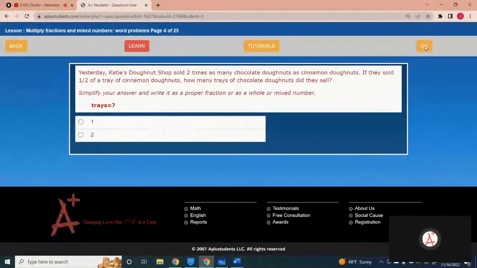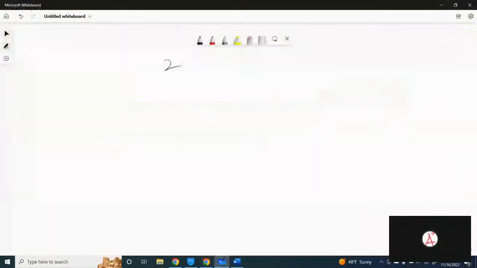Now, the chocolate donuts were 2 times as many as cinnamon donuts. So you just have to calculate 2 times 1 by 2. Got it? So 2 times 1 by 2 is, it would be 2 times 1 is 2, and the denominator is 2. It would be 1. Yes, half of the 2 is 1.